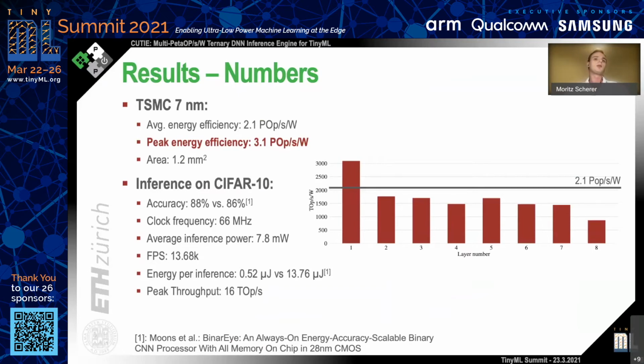We are able to outperform state-of-the-art binary accelerators, both in terms of accuracy and energy per inference by a significant margin. And we can even clock this highly pipelined design at a reasonable rate of 66 megahertz, which, as you can see, is not really required since the FPS is quite high.